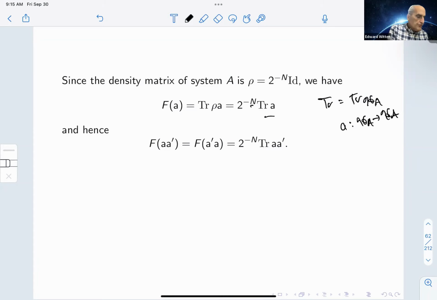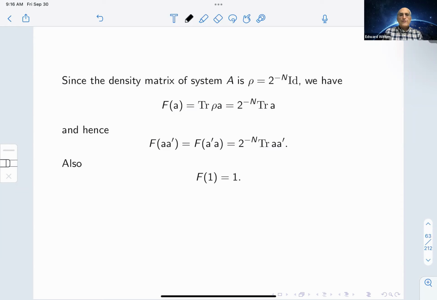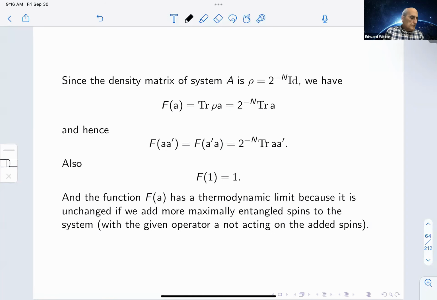Now, from this formula, you see immediately that f of A prime equals f of A prime A, because they're both multiples of the trace of A prime. Another fact is that f of 1 is 1, because the state was normalized and the density matrix had trace 1. And finally, and this is the key fact, f of A has a thermodynamic limit, meaning it's unchanged if we add more maximally entangled spins to the system with the given operator A not acting on the added spins.